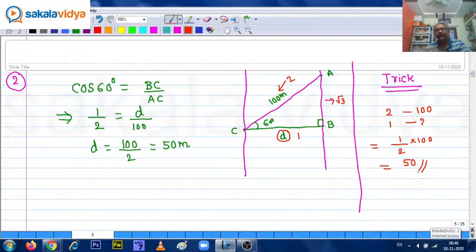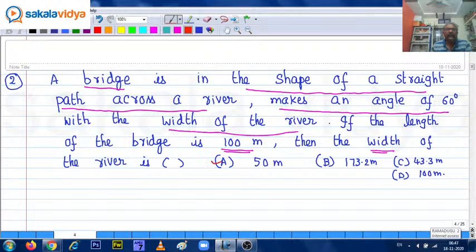Very simple trick. You need not even draw the figure, or apply any ratio. For example, 60 degrees is there. I already discussed: opposite will be root 3, adjacent will be 1, hypotenuse is 2. 2 units equal 100 meters. For 1 unit, how much? Because the width is 1 unit. This is the unitary method: 1 by 2 into 100 is 50. 50 is the answer. So obviously A is the right option.